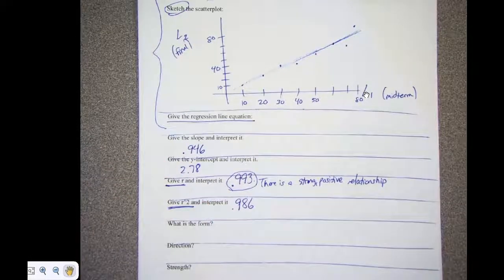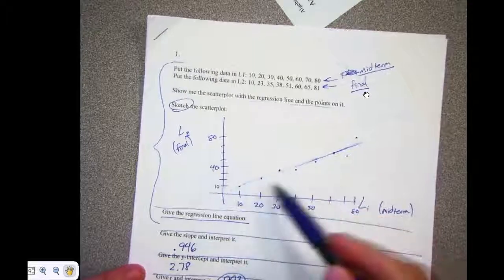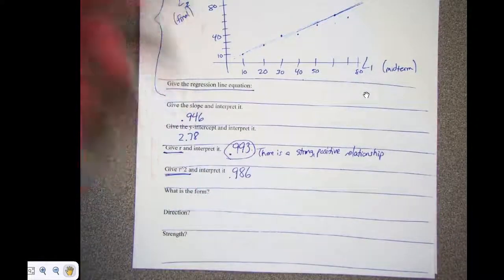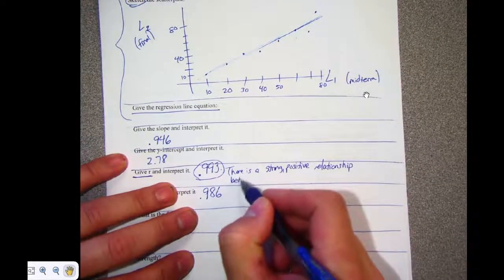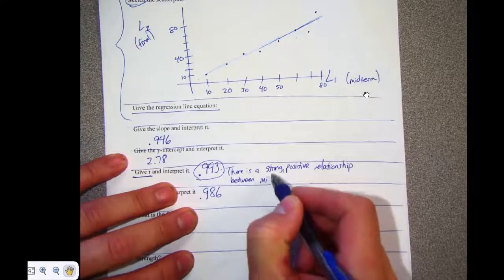Two ways. One is it's a positive number, that's the obvious way. How else? The line's going up. So if the line's going up, it's going to be positive. Also, if it's a positive number, it's going to be positive. I mean, that's obvious, but because the line's going up, there's a strong positive relationship between midterm and final.